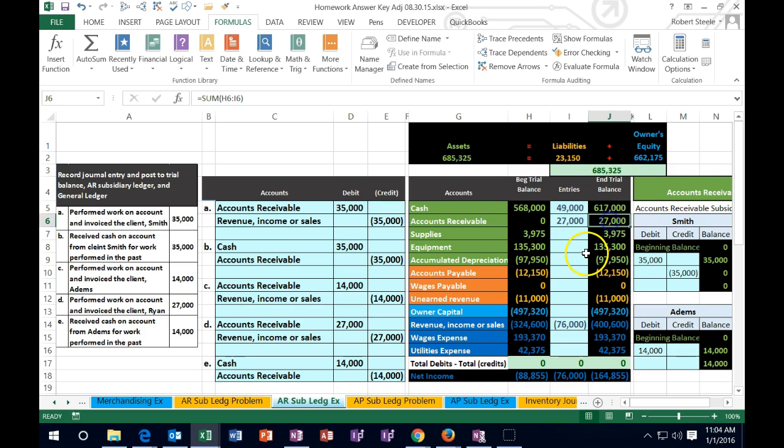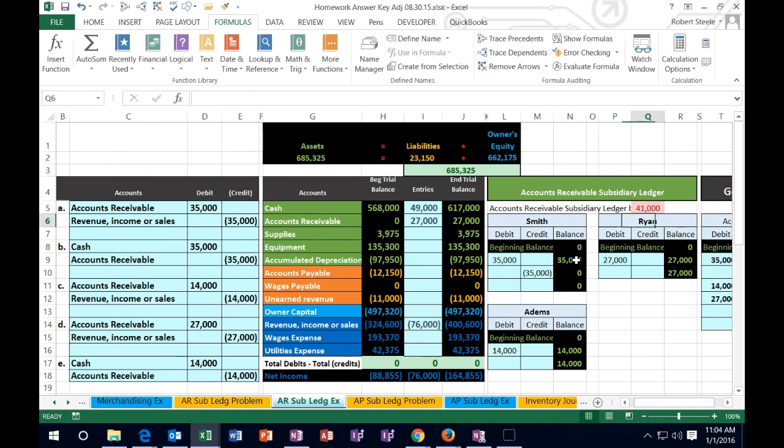So now we can see the receivable. If someone asks us, if our boss asks us, if we're the owner and we're asking who owes us money or how much do people owe us? People owe us 27,000. Well, who owes us 27,000? And of course, we're going to have to look at the subsidiary ledger for that. We need to record this same activity for the subsidiary. Adams down here is the one who paid us the 14,000.